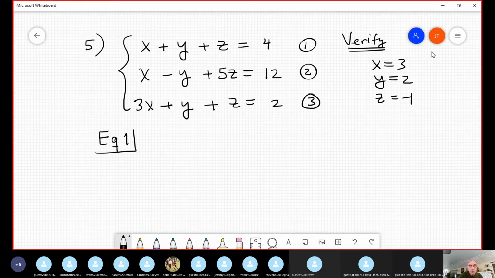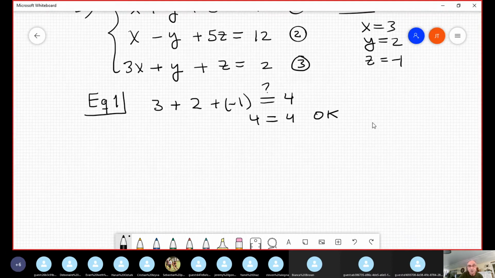Equation 1. I copy the equation 1. Equation 1 is x plus y plus z. It's 3 plus 2 plus -1, no? Should be 4. I claim that. I don't know if it's true or false. 3 plus 2 is 5, minus 1 is 4. 4 equals 4. Okay? My first equation passed the test. It's true.